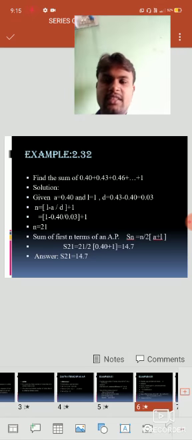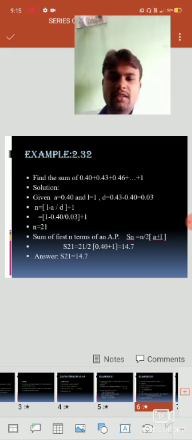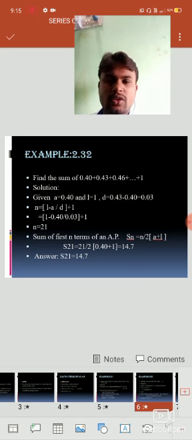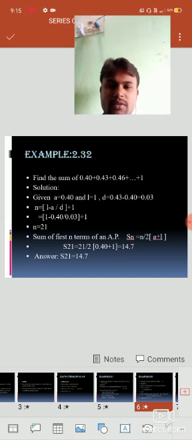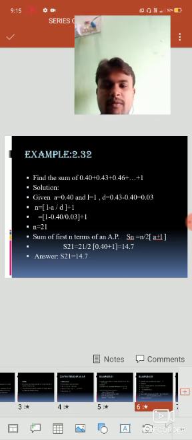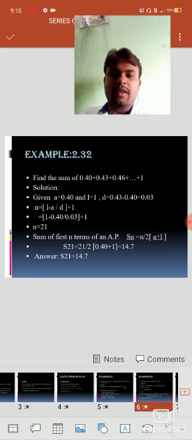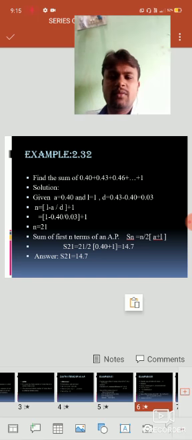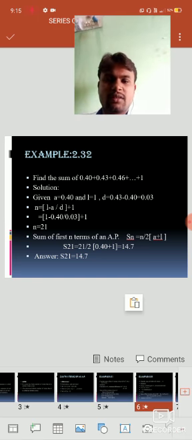Then next example 2.32. Find the sum of 0.40 plus 0.43 plus 0.46 plus up to 1. This sum is only a finite series. Given first term a is 0.40 and last term L is equal to 1, and common difference d is d2 minus d1, the second term 0.43 minus 0.40.